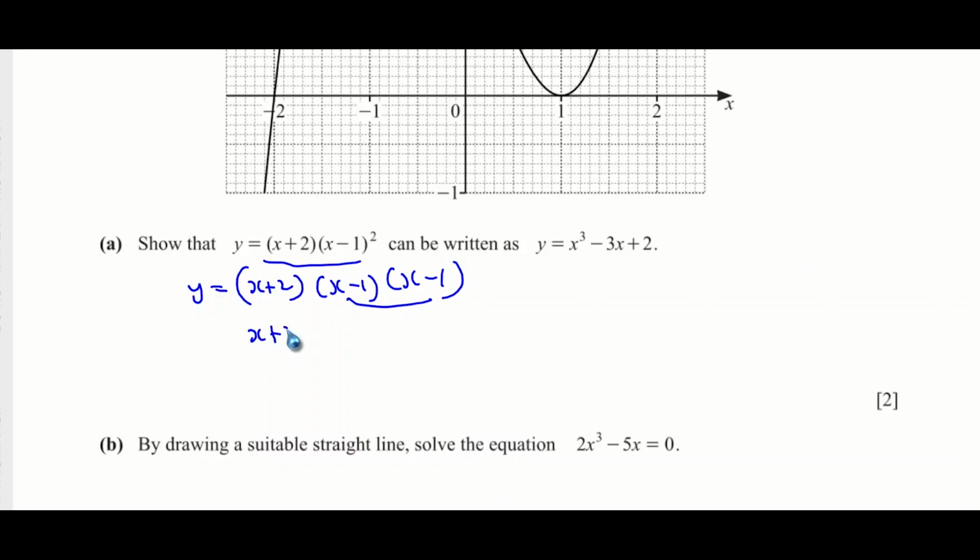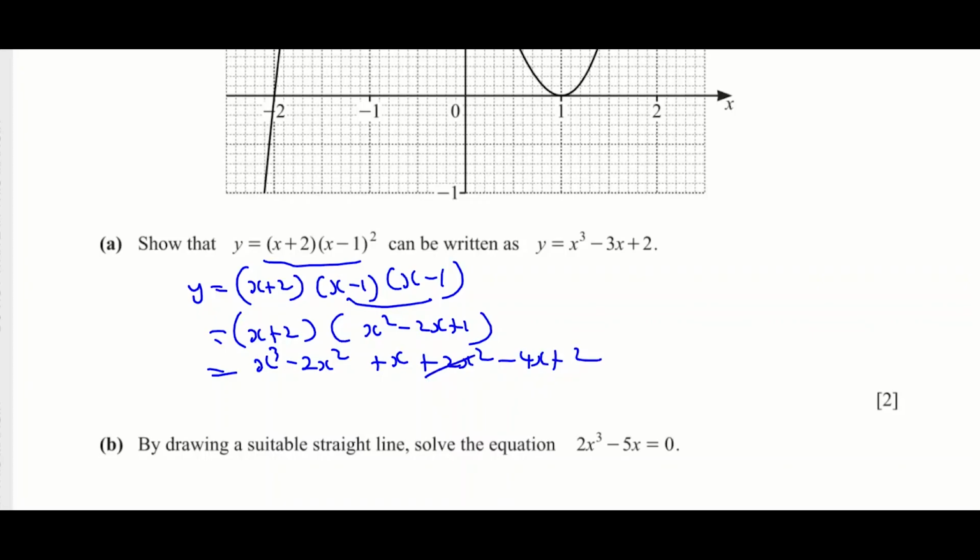It will give you x plus 2. If you expand this, it will give you x squared minus 2x plus 1. Then if you expand this, I think I can write my answer straight away. I can say x cubed minus 2x squared plus x plus 2x squared minus 4x plus 2. So this will cancel out, so it will be equal to x cubed minus 3x plus 2. Okay, so that is done.